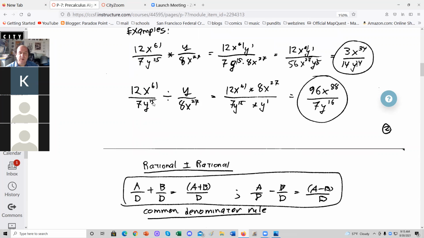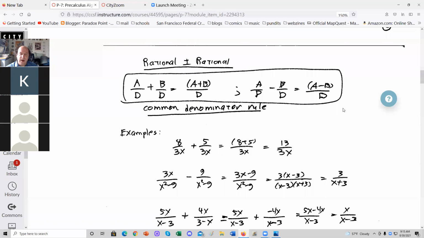Here we have the same two expressions, 12x to the 61 over 7y to the 15th, now divided by y over 8x to the 27th. So flip this, y over 8x to the 27th upside down, 8x to the 27th over y to the 1st. Here we multiply out, 12 times 8 is 96, x to the 61 times x to the 27th, you add the powers and get x to the 88th. Here, 7 times 1 is 7, y to the 15 times y to the 1, you add the powers and get y to the 16th. And so you get 96x to the 88th over 7y to the 16th.